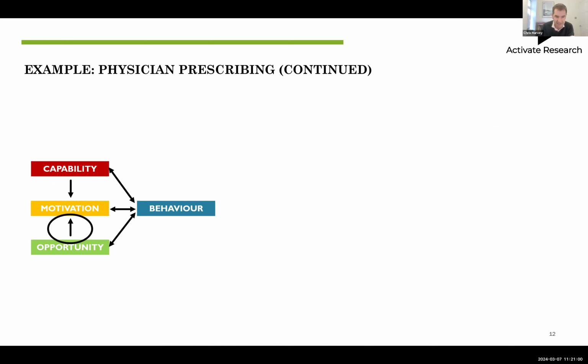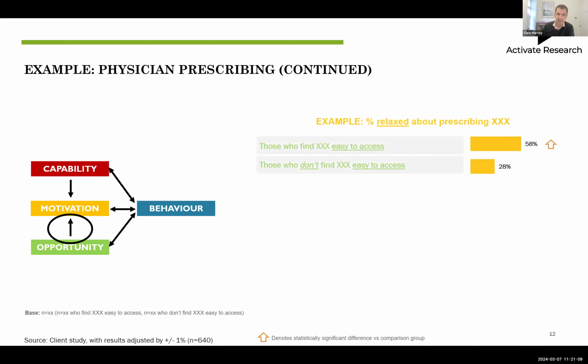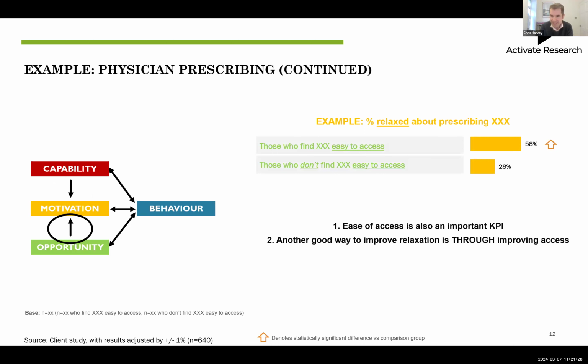Very quickly, a similar type of thing, looking at some of the opportunity KPIs and how they related to the motivation KPIs. Again, we have this 37% relaxation prescribing overall figure, and we found that those who found this particular product easier to access were much more relaxed about prescribing it, significantly more so than those who didn't find it easy to access.